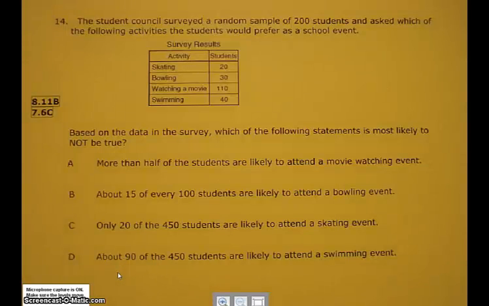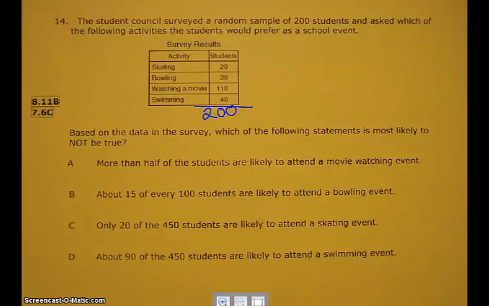Let's take a look at number 14. Number 14 says, the student council surveyed a random sample of 200 students. If I look here in total, the survey results, I see indeed that it is 200. 5, 10. So that would be a total of 200 students.